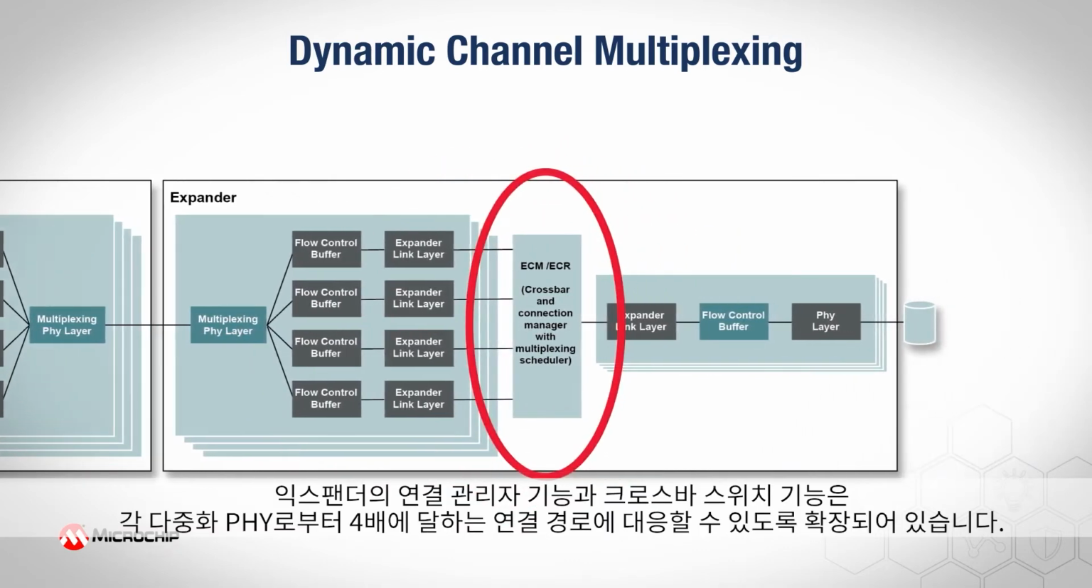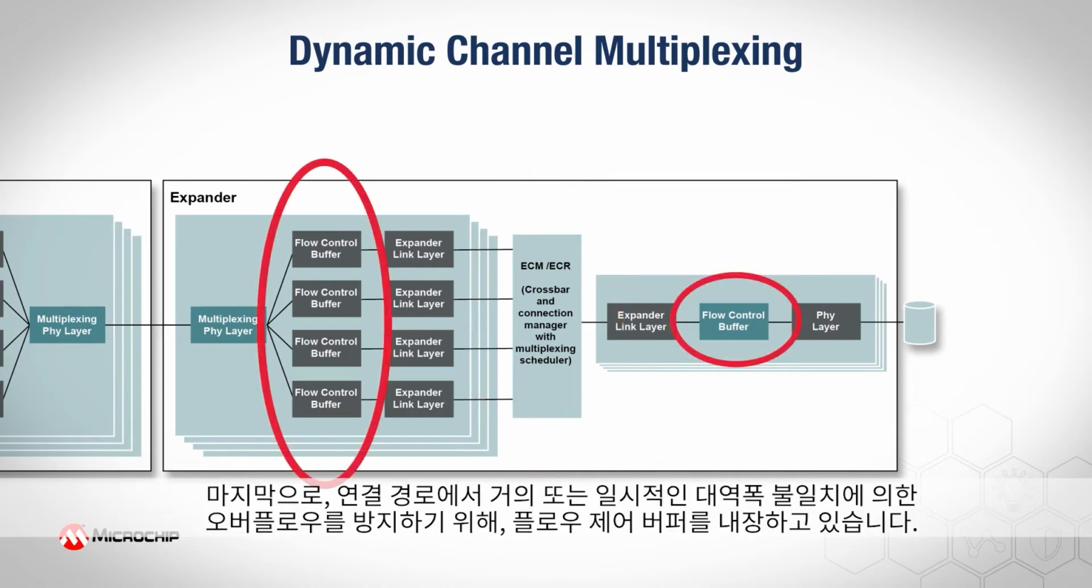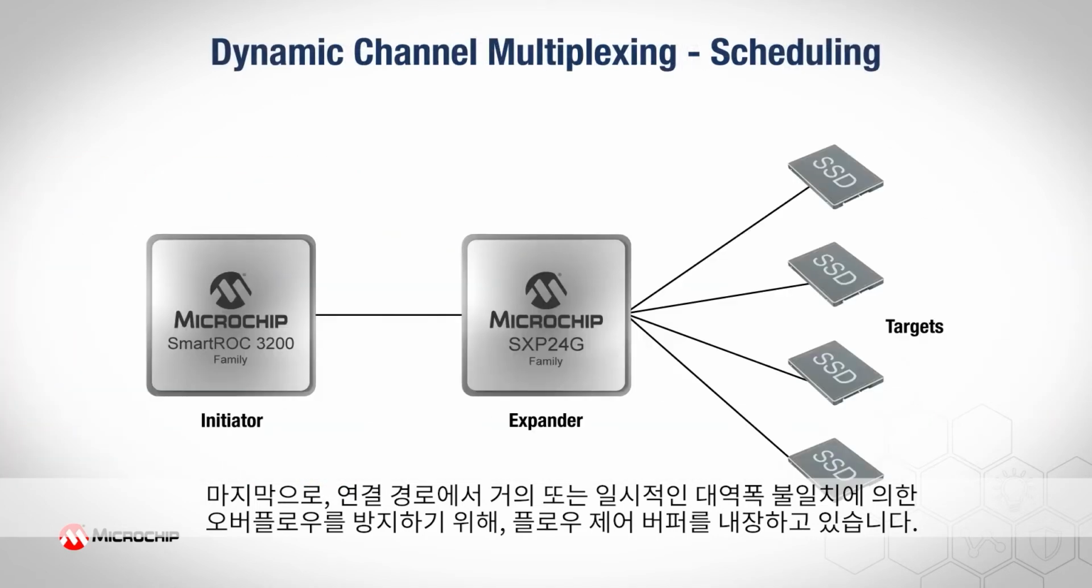The expander connection manager and crossbar switch functions are increased in size to accommodate 4 times the connection pathways from each multiplexed PHY. And lastly, flow control buffers are implemented to prevent overflowing connection pathways with slight and/or temporary bandwidth mismatches in the connection pathways.